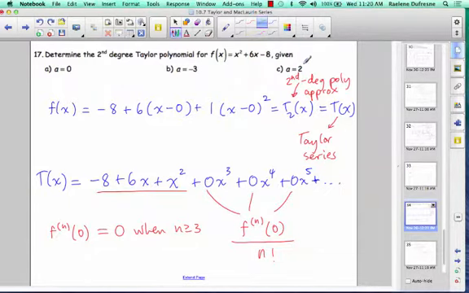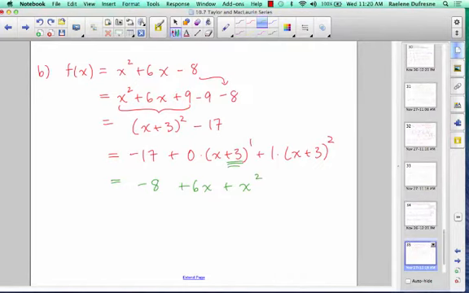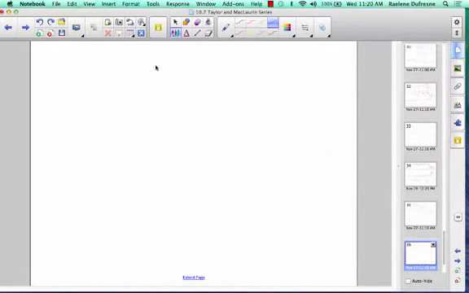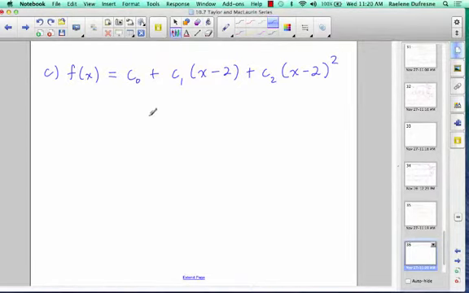So the plus 3 meant that we were shifting 3 spaces to the left, and that was kind of easy. But how would we translate when we wanted the center to be x equal to 2, because completing the square is not going to give us x minus 2? Well, I'm going to leave you to think about that from the point of view that what we are looking for is f of x equals some coefficient c0 plus a coefficient c1 times x minus 2 plus a coefficient c2 times x minus 2 squared. That has to be equal to negative 8 plus 6x plus x squared.